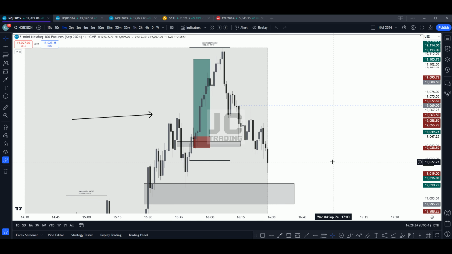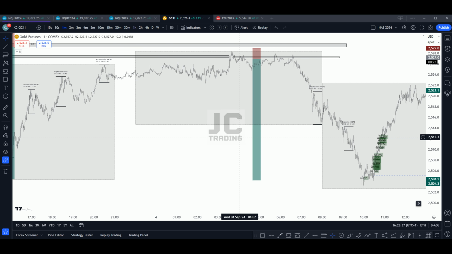We're trading live every day on our Discord, Monday to Friday, London Open and New York Open. If you're interested in this style of trading, we also trade the silver bullet. In fact, while we're looking at that, let's have a look at the silver bullet on gold.